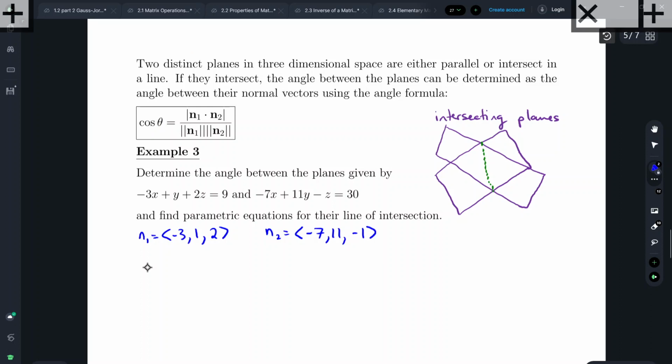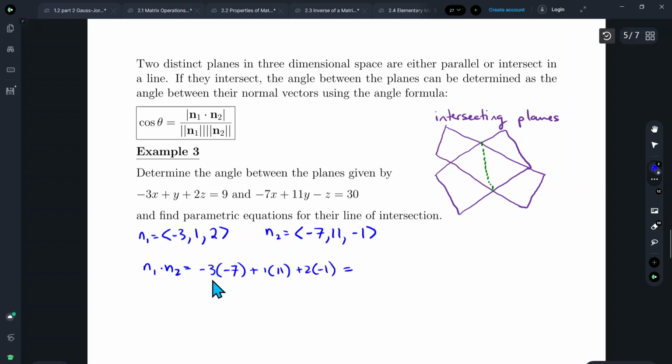So now we calculate this. We need the dot product. n1 dot n2 is equal to -3 times -7 plus 1 times 11 plus 2 times -1. So this is equal to 21 plus 11 is 32, 32 minus 2 is 30.